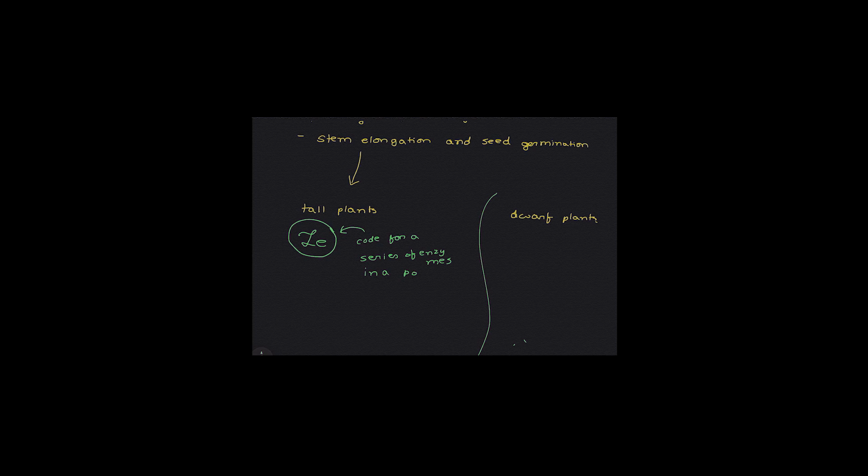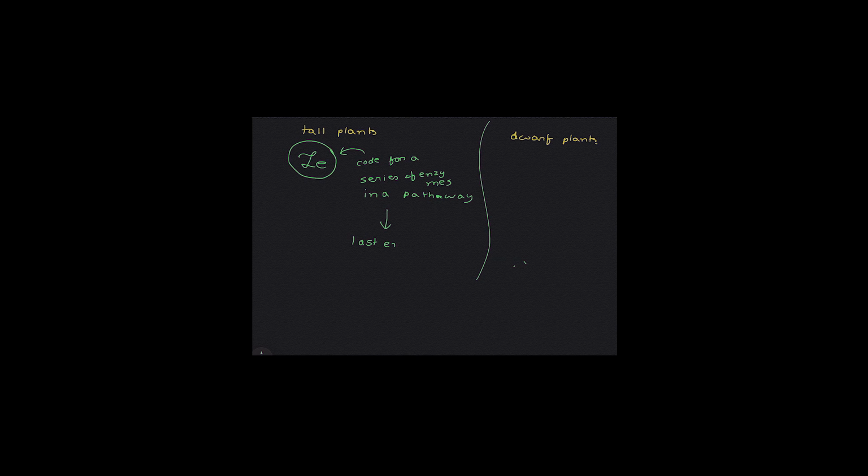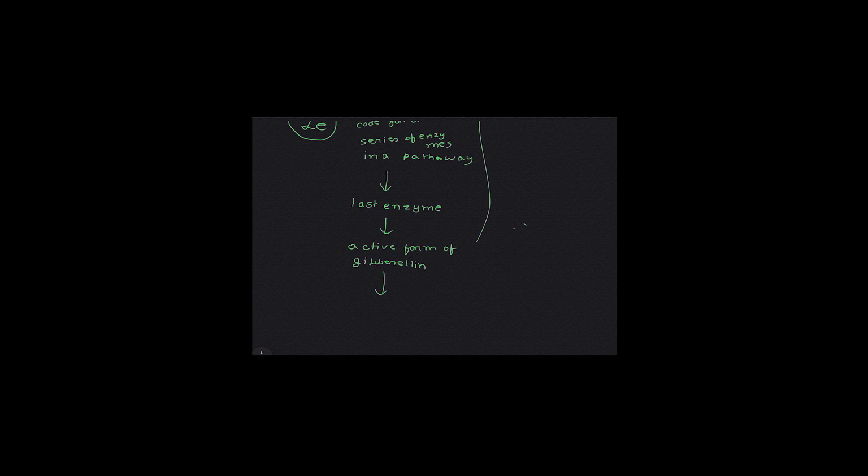In a pathway, and the last enzyme in this pathway will code for an active form of gibberellin, and this plays a role in cell division, or it triggers cell division in stems and cell elongation. Both of these cause a plant to grow tall.